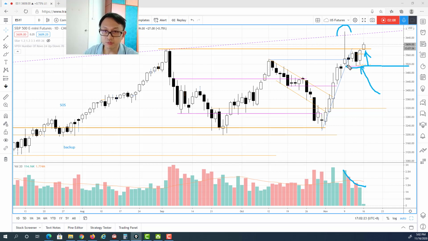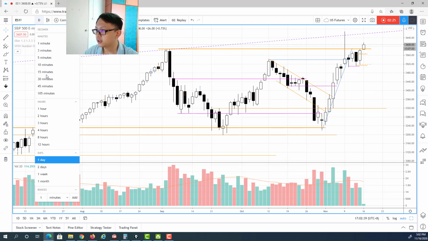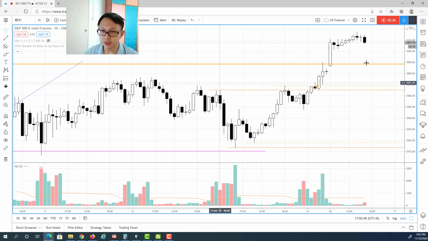So it didn't really break the immediate support level, and in fact it just kind of testing the immediate resistance level right there, and we see the breakout happen in this morning. So let me just get back to the hourly time frame and let's see if we can extract a lot more detail from there.